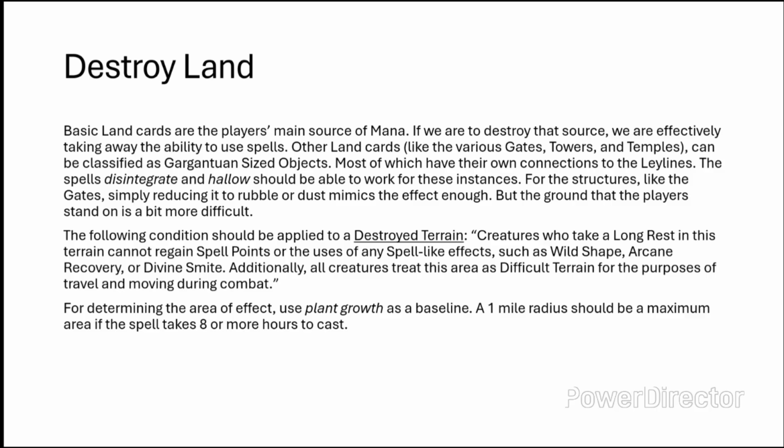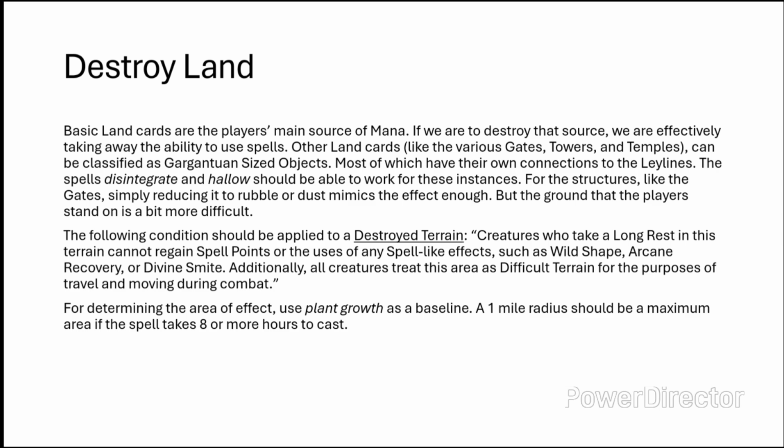They still produce mana, most of the time. So stuff like Disintegrate and Hollow should be able to work for these instances, but crumbling them to dust isn't enough for the actual terrain where you're able to regenerate your mana from. So, for these type of spells, I would like to include the following ability when you destroy a land.